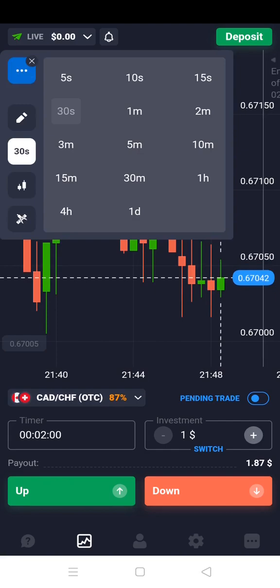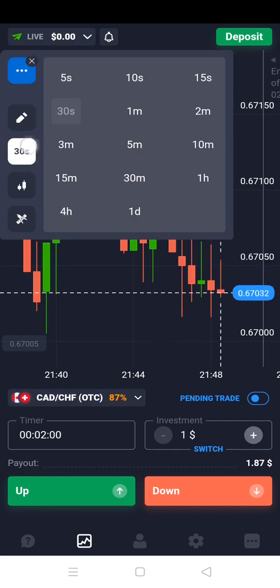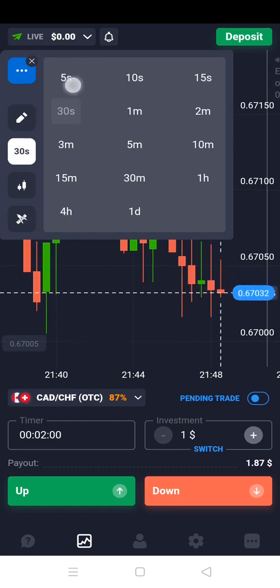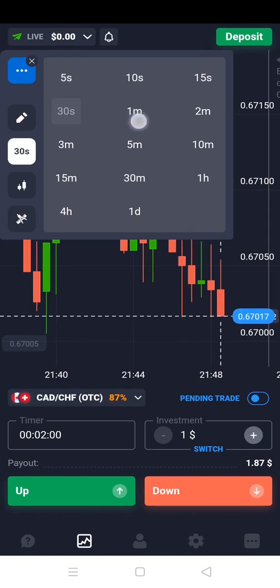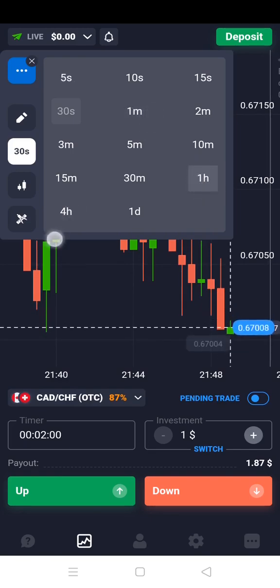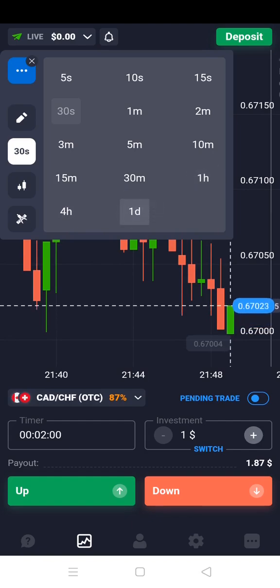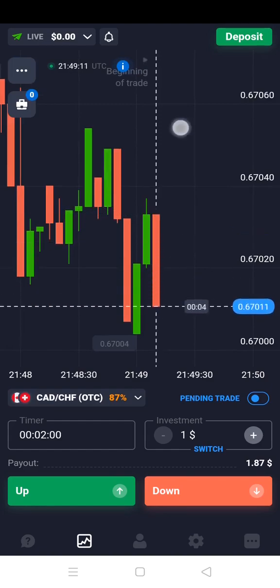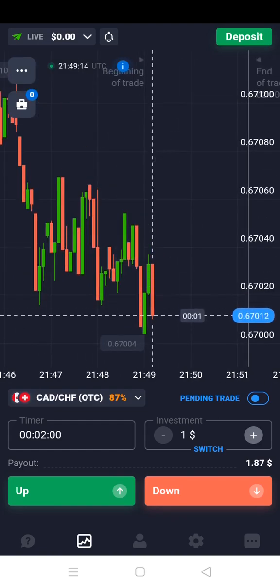So the next one we have on the line is the chart types. What this means is that when you click on this, 5S means 5 seconds, 1M means 1 minute, 1H means 1 hour, 4H means 4 hours, 1D means 1 day. So if I click on the 5 seconds right now, it tells us that we have changed this chart to a 5 seconds chart.